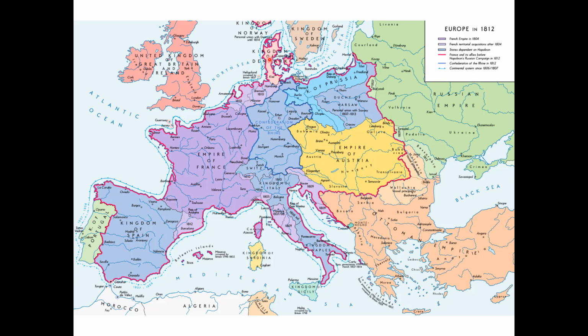Now, Napoleon wants to take over all of Europe, but he can't invade England because they have a very strong navy. And the problem is that Russia is trading with England, which is diminishing the French influence throughout the continental Europe. And so in 1812, Napoleon decides to invade Russia under the excuse that it's to free Poland.